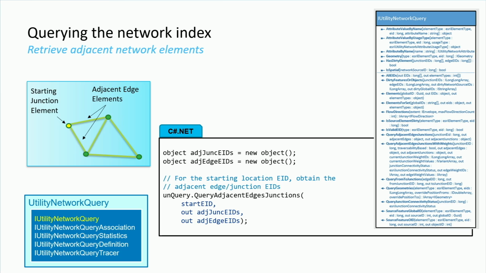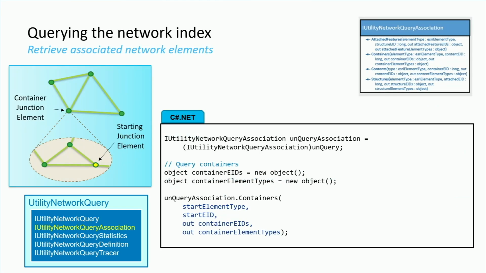Now, moving on, if you have your element ID, the EID, you can also query adjacent elements to it. So let's say I have a starting junction element. I want to get the connected edges to a junction element. I can use a query adjacent edges junction method to get the EIDs for those edges, essentially. As you can see, the IUtilityNetworkQuery interface is fairly large. There are a lot of methods you can use with it.